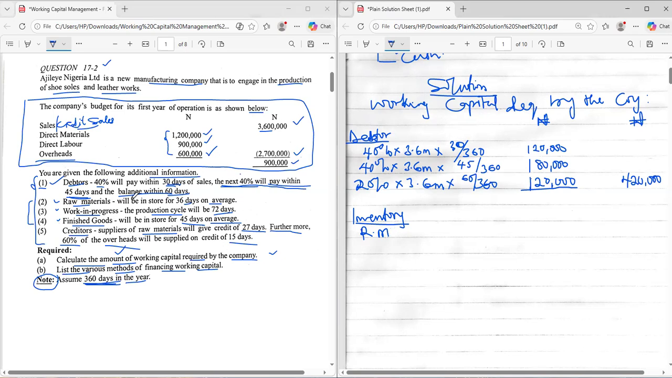They say raw material will be in stock for 36 days on average. Now, from everything inside this box, which figure relates to raw material? Direct material, 1.2 million. So that means we have 1.2 million times how many days will it stay? 36. So times 36 divided by 360. That is all.